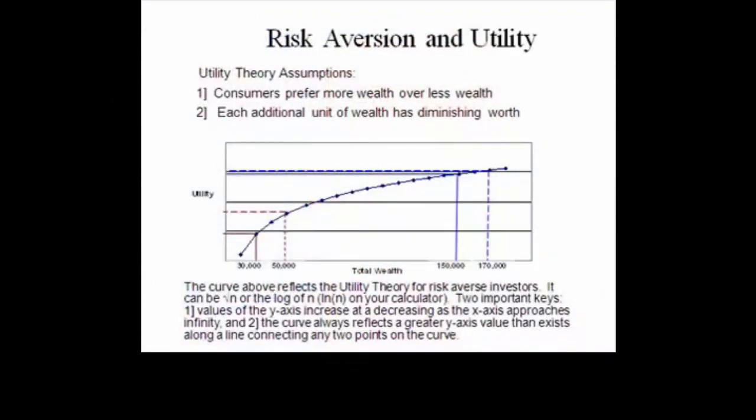One, consumers prefer more wealth over less wealth, and two, each additional unit of wealth has diminishing returns. Risk-averse utility is typically graphed using a concave function. Many different formulas can be used to define this function, but most typical for explanatory purposes are the square root function and the log normal function. In each, the x-axis contains the underlying values, 1, 2, 3, while the y-axis will contain the function's output. The concave nature reflects the differences in the growth rates. While the x-axis grows at a constant rate, the y-axis grows at a diminishing rate.